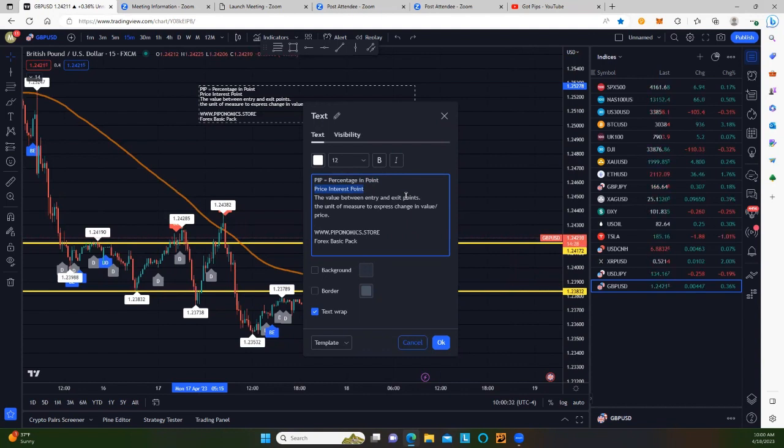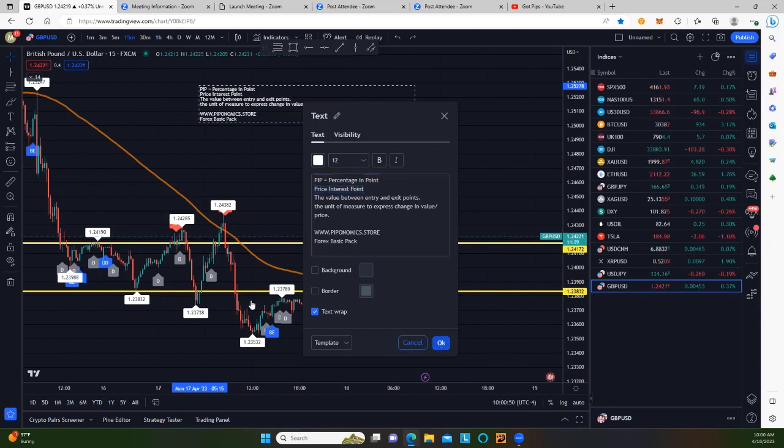How do you measure it? It's basically the value between entry and exit points. It's the unit of measure to express change in value or price. Okay, so we're going to show you how to calculate that. Again, this is the Forex Basic Pack. You'll learn more about what is a PIP.